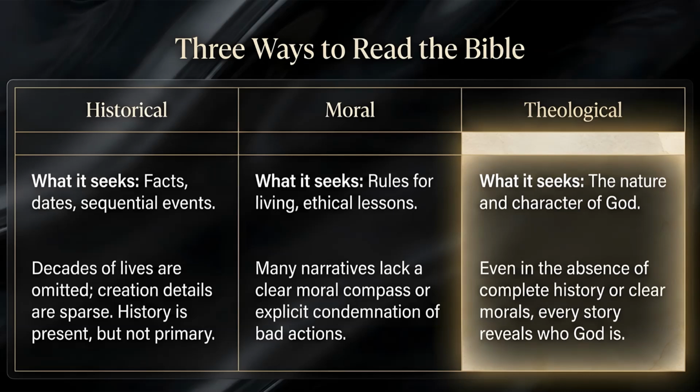Lastly is the theological lens. And this is the primary way that the biblical narrative communicates, and the primary reason it communicates. It asks, what does this story, what does this narrative, what does this book reveal about the nature and character of God? Who is God? How does he operate? Even in the absence of complete historical details or a clear moral lesson, every single story reveals something about who God is and how he operates. And so this is what we need to be looking for. Keep the theological lens front and center, especially as we open the book of Genesis.